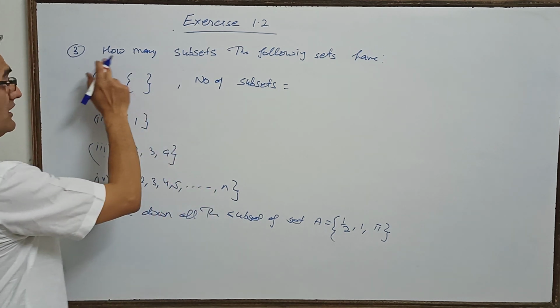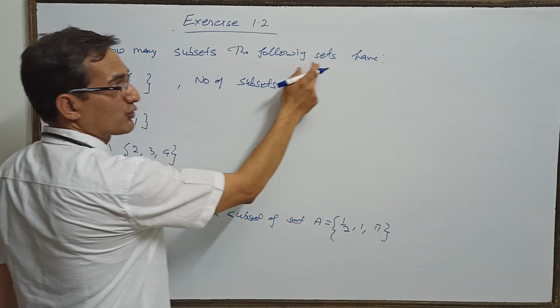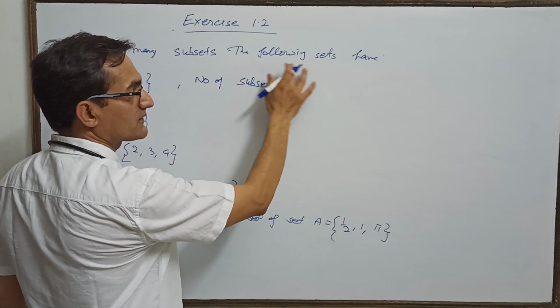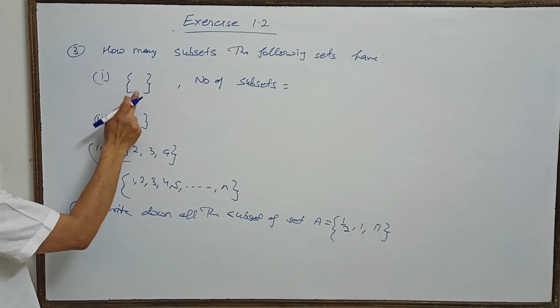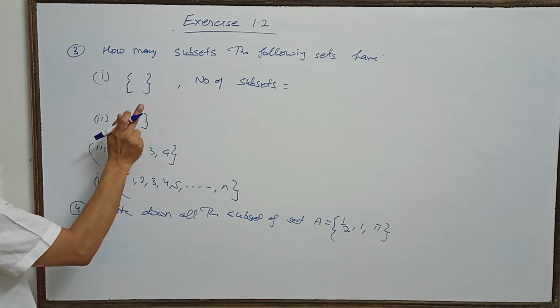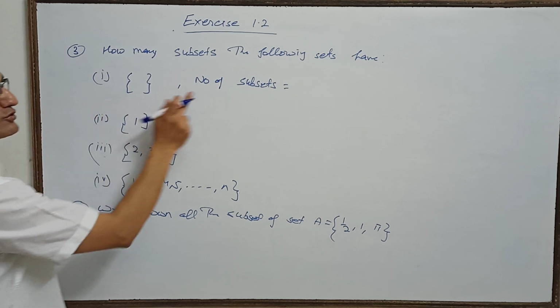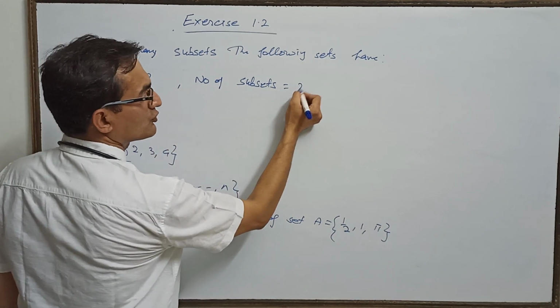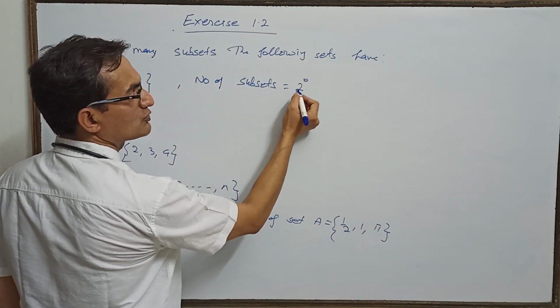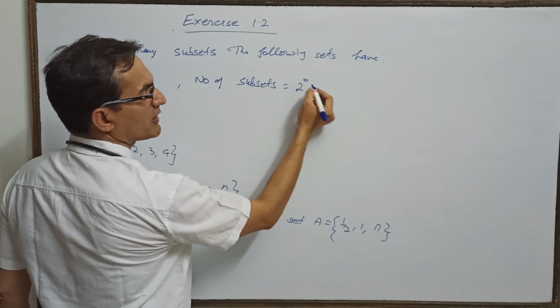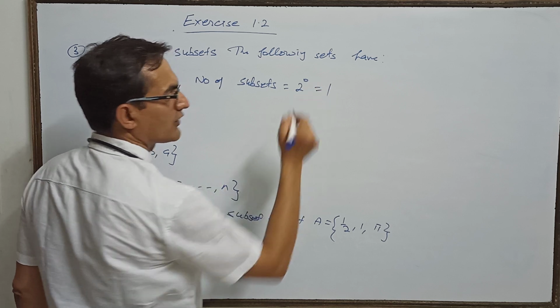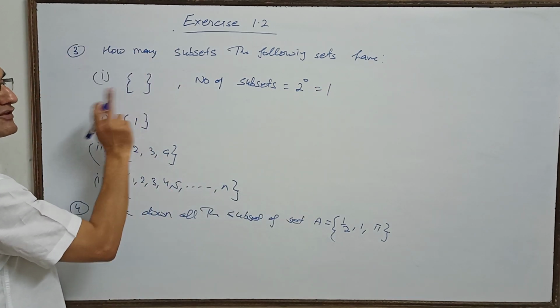Now, in this one, how many subsets does the following set have? First of all, this is a null set. Number of elements is 0. So the number of subsets is 2 to the power number of elements. 2 to the power 0 is equal to 1. So it has one subset.